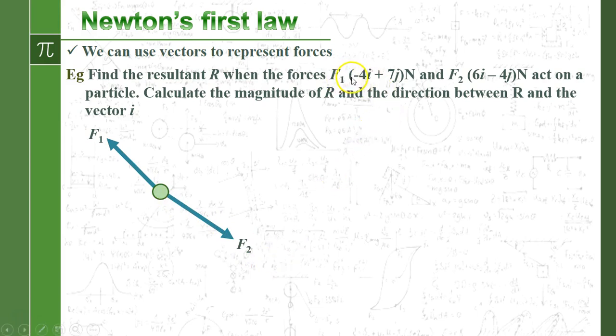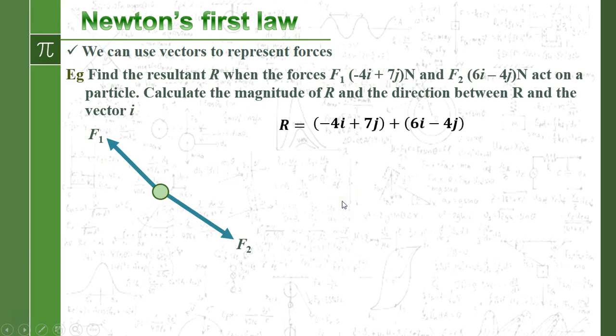So we've got F1, which is minus 4i plus 7j. There's our horizontal and vertical components. And F2, 6i minus 4j. That's again our horizontal and vertical components of that one. So, our resultant force is essentially, all we're going to do is just combine F1 and F2, put the two things together and see what's going to happen to this particle.